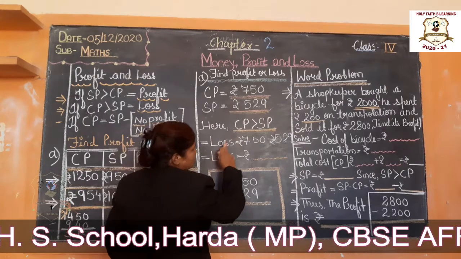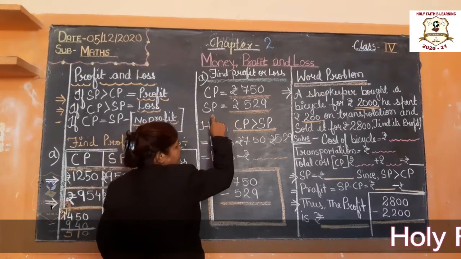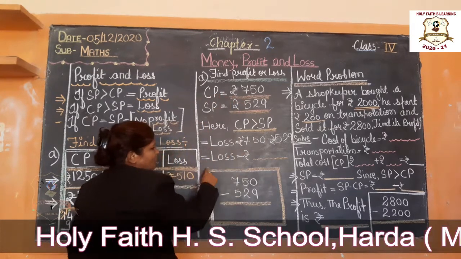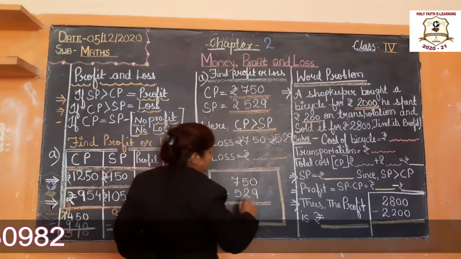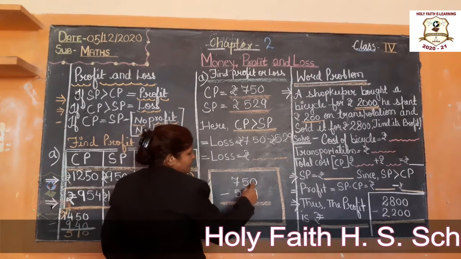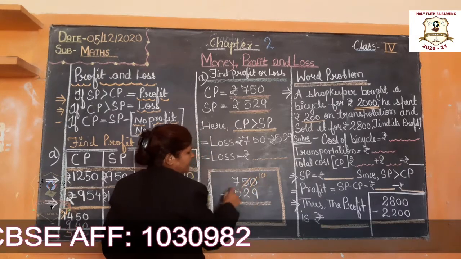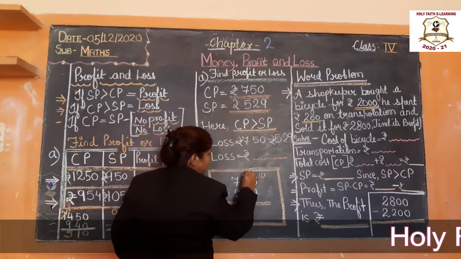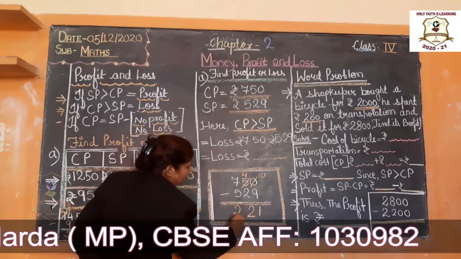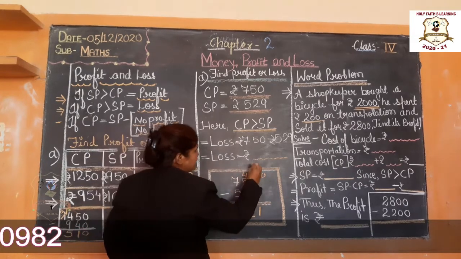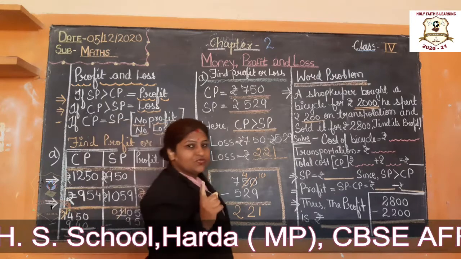So loss. Here, what we will do? We will subtract selling price from cost price. So 750 minus 529. Let us subtract it. 0 minus 9 we cannot do, so we will borrow from here. So this will become 10, and here we will subtract 1, so here it will be 4. 10 minus 9, 1. 4 minus 2, 2. 7 minus 5, 2. So the loss is rupees 221. Okay, students, now let us move to our word problem.